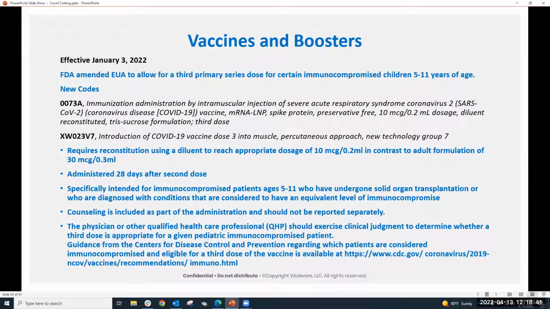And these are patients who have either undergone a solid organ transplant, or they are diagnosed with conditions that have an equivalent level of immunocompromise. And I've included a link all the way at the bottom of the slide so you can see what they consider an equivalent level of immunocompromise. And counseling is included as part of the administration, so it should not be reported separately.